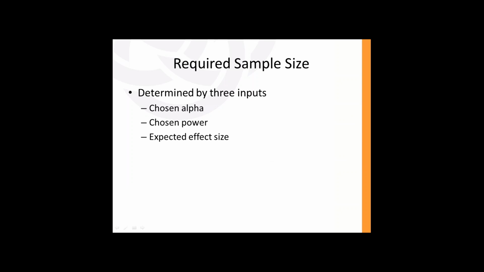And this is determined by 3 inputs. Your chosen alpha, the p-value, which we typically set at 0.05, your chosen power, which we typically want to get to 0.8, and the expected effect size.